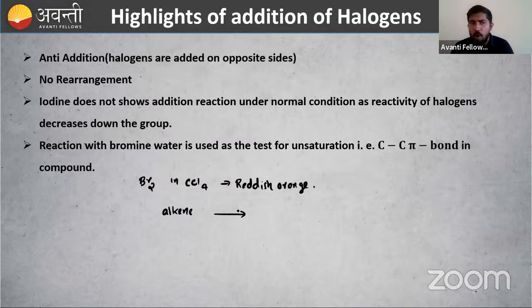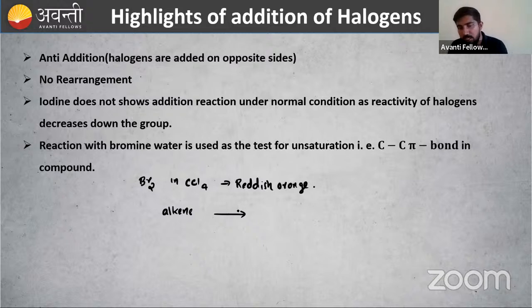So what is the point here? Reaction with bromine water is used as a test for unsaturation. I am adding an organic compound. If the color is changing, I can say there is an unsaturation. There is a pi bond present here. Then we have to break the pi bond. This bromine will add to that carbon. So that is why the color is changing.